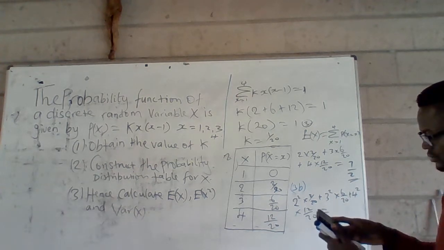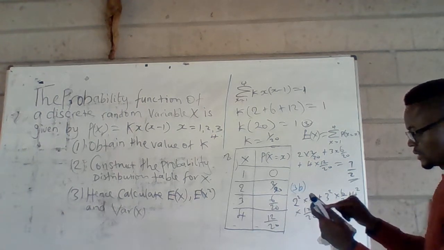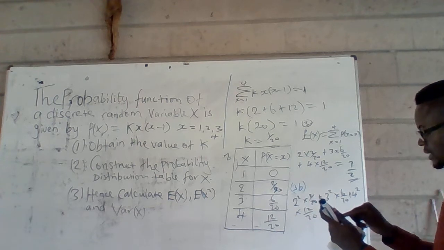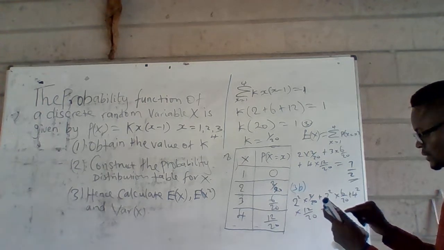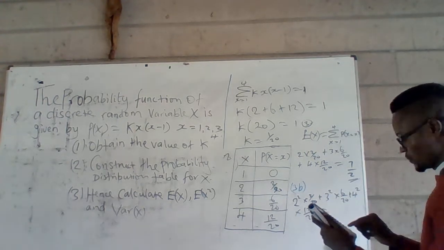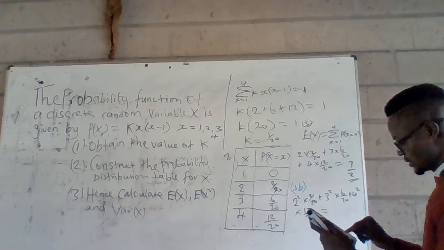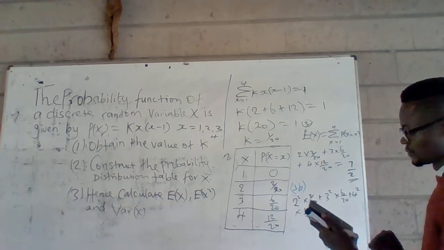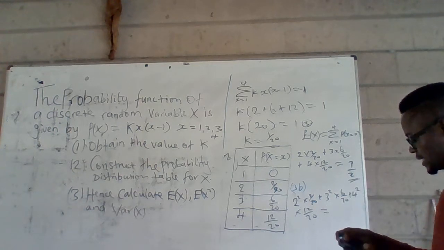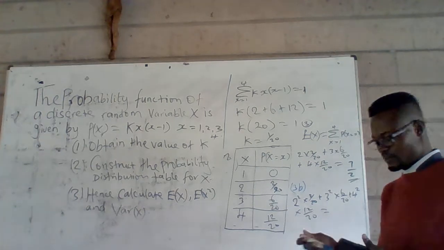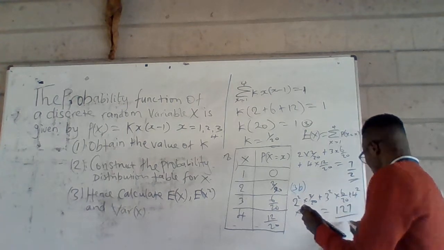You have 2 squared multiplied by 2/20, plus 3 squared multiplied by 6/20, plus 4 squared multiplied by 12/20. So what we have is 127/10.